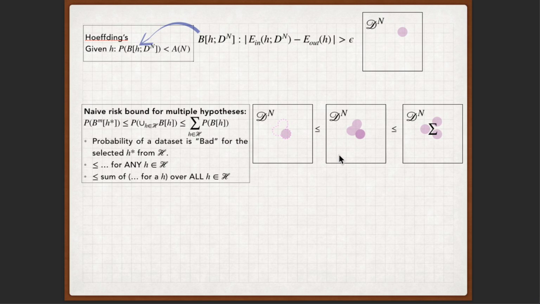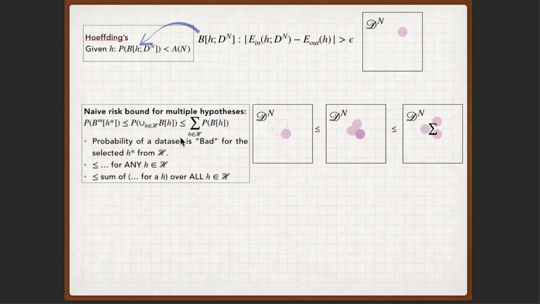And that is because when we consider the union, the probability of the union of events, there might be overlappings of those events. Some data set can be within the bad area, bad event region for one hypothesis and also for other hypotheses. But if we take the sum of them, we calculate them separately. So this is a naive risk bound for learning within multiple hypotheses, learning within a hypothesis family.